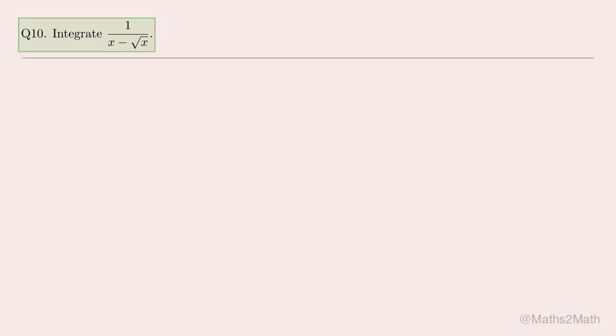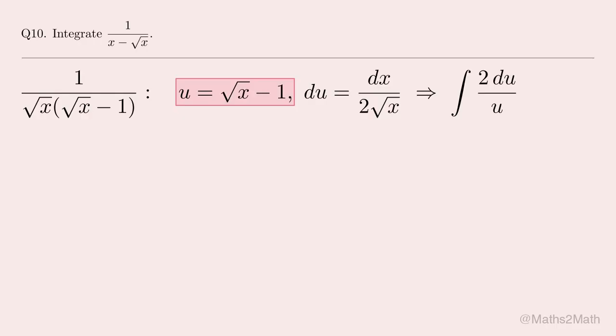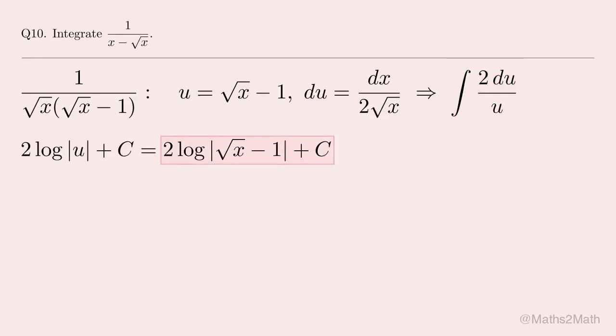Question 10. Factor root x from the denominator. Root x minus 1 becomes the substitution. The denominator is root x times root x minus 1. With u as root x minus 1, du is dx over 2 root x. Twice the log.